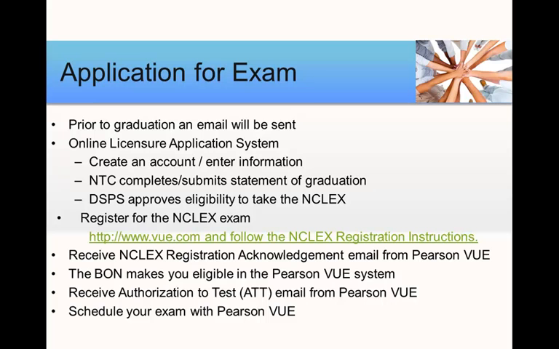The authorization to test or ATT email does contain your authorization number, and know that that ATT is only valid for a short period of time, typically approximately 90 days, and you must schedule and take your NCLEX exam within those 90 days. To actually schedule, you'll go on to Pearson VUE. You'll schedule within that 90-day period and then take your NCLEX examination within that time period.